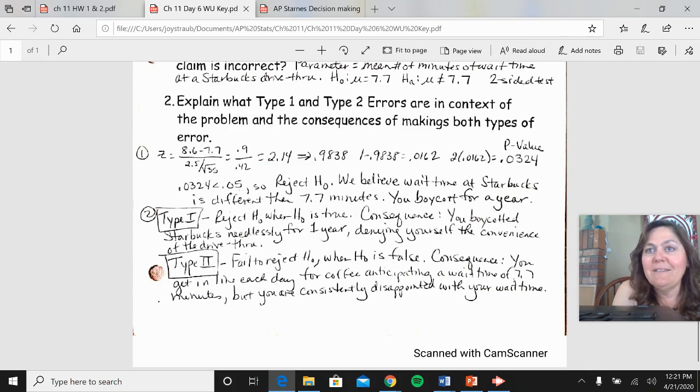Okay, so obviously in this case, if I was to ask you which one you think would be worse, probably most of you would say the type 1 error, because you end up boycotting needlessly and denying yourself that. Now, I don't even drink coffee, so this is not major consequences for me. I do go to Starbucks for teas or something like that, but not for coffee. So this is no major deal for me. But for some people, this is quite a big deal. So it depends on how much into coffee you are.